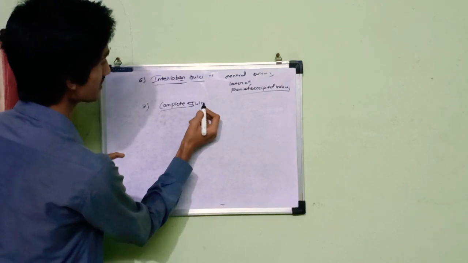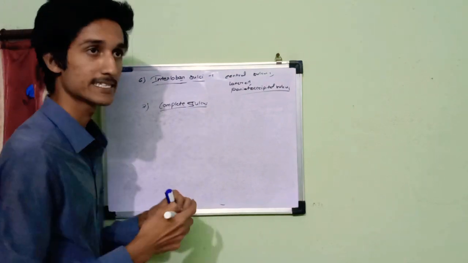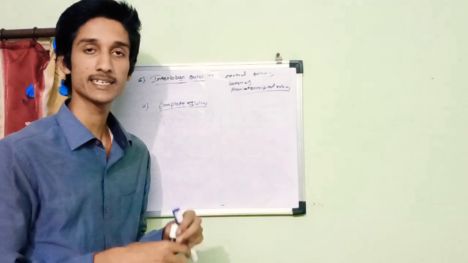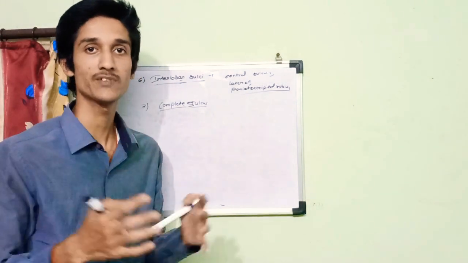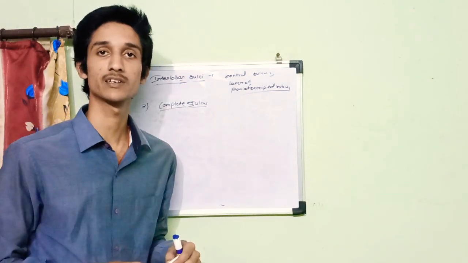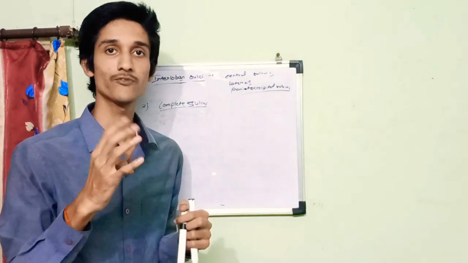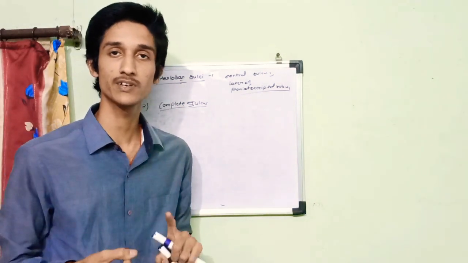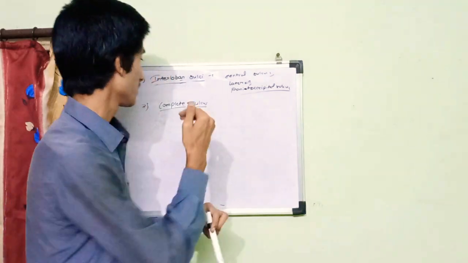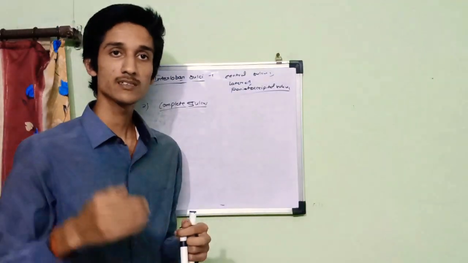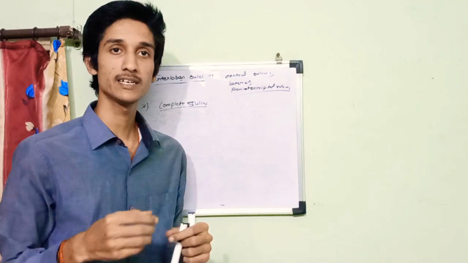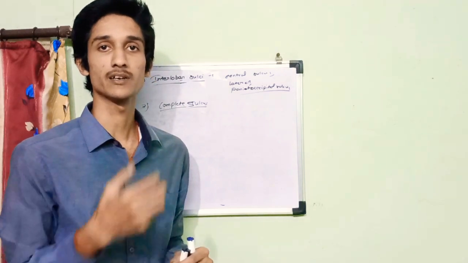Complete sulcus is such that it extends up to the ventricles. We have different ventricles; I will make a separate video on the ventricles of the brain. But in our brain we have four ventricles: the two lateral ventricles, the third ventricle, and the fourth ventricle. This complete sulcus goes so deep that it produces a bulging within the ventricles.